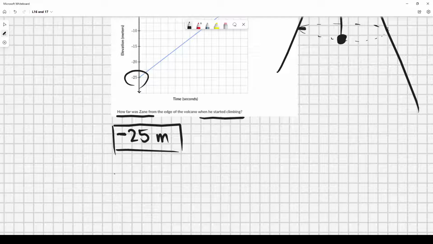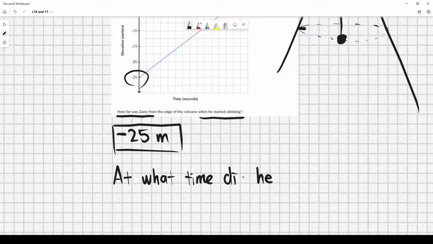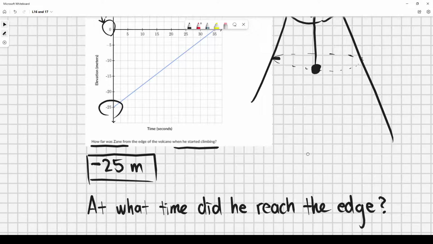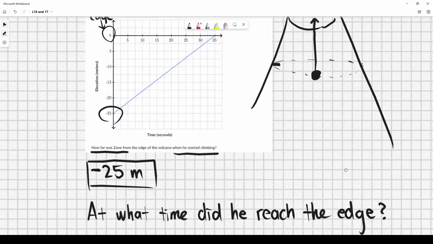So second question. Let me change it up a bit. At what time did he reach the edge? So this is the second question. At what time did he reach the edge of the volcano? Here's the graph.